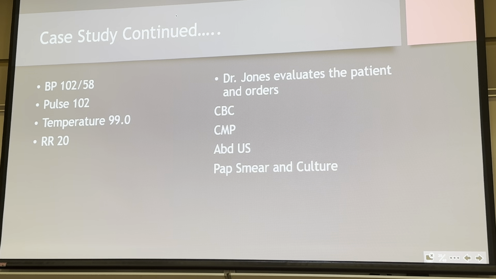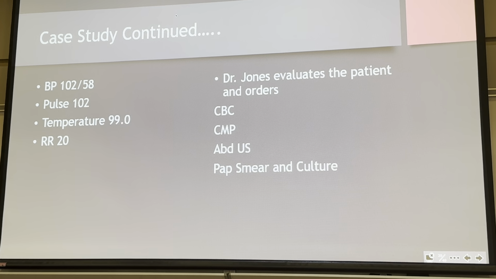Why an abdominal ultrasound? To see what the pathological thing could be. Yep, so tumors or fibroids would show up on ultrasound. And then why pap smear and culture? To see if she has HPV or cervical changes, but also the culture would tell us if she has gonorrhea or chlamydia, which could lead to PID, so it would help us to determine the cause.